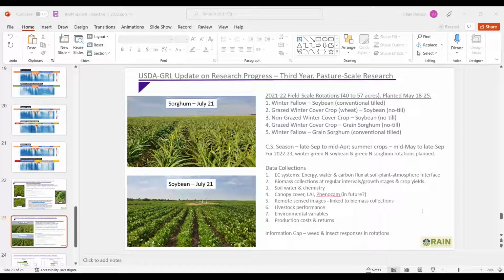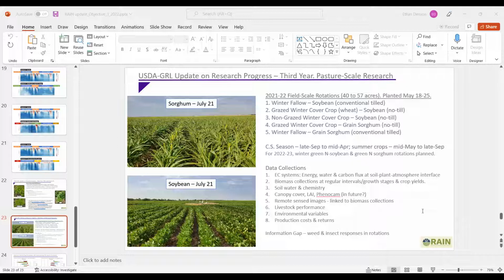Now, just about all of these things actually have an eddy covariance system on them. So we're doing carbon, water, and energy flux at that soil plant atmosphere interface, and animal when we graze it. There's our times of year, cool seasons, late summer to mid-April. That's kind of where we decided to stop. Summer crops, mid-May to late September this year.